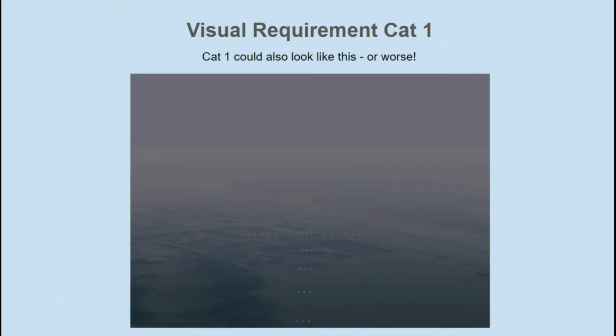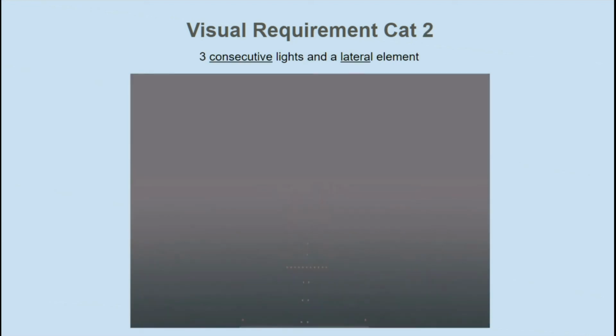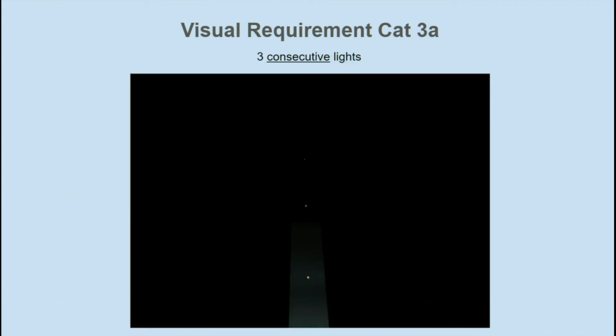And Category 1, slightly murkier here, again, perfectly acceptable. You can see where you're going to land the aircraft. Now when we get to Category 2, you need to have 3 consecutive lights, in this case the approach lights, and a lateral element. Category 3A, which would typically have a decision height of 50 feet, you would require 3 consecutive runway lights, and these would be actually over the runway as well.